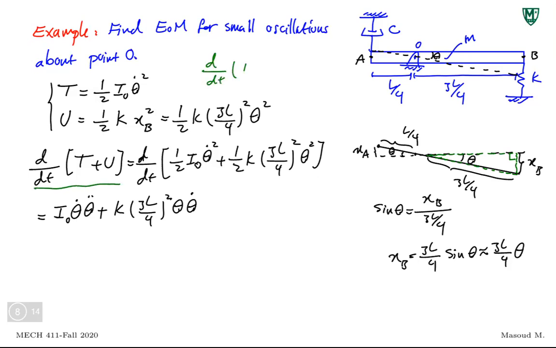d/dt of T plus U is equal to d/dt of W from 1 to 2 c. Sorry, d/dt of that expression. So I got the left side of the expression already. How about the right side? The right side is the work done by the damper. So I'll start from W from 1 to 2 c.